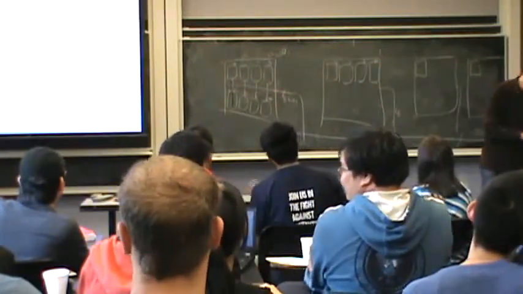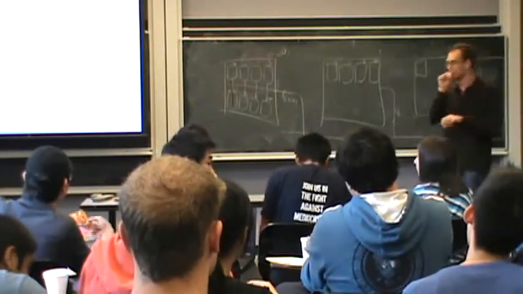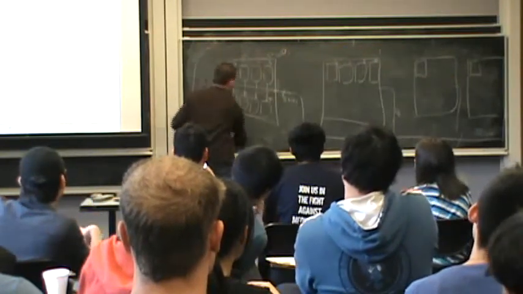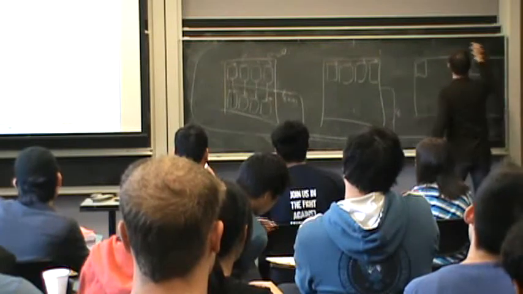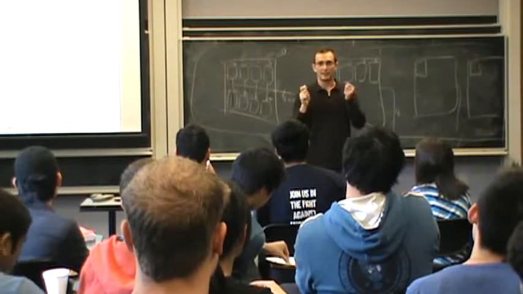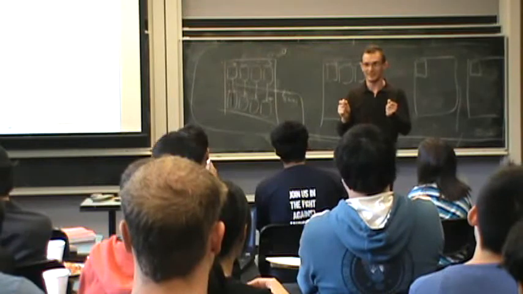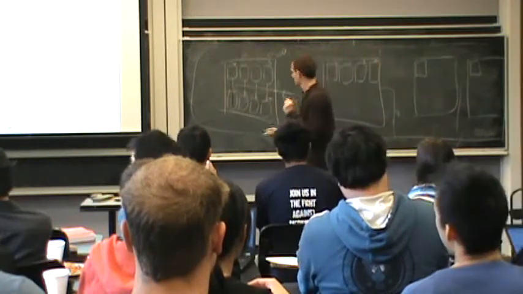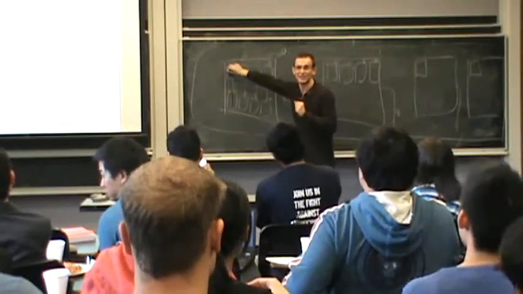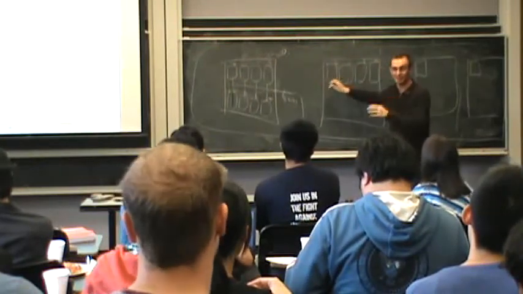So the rank is this. The rank is all of this. This is one rank. So what is a rank? It's a set of chips that respond to the same command at the same time with different data. So you tell all of the chips to activate in bank 0, and they activate, except they do it on different pieces of data, right? Different 8 bits, if you will.